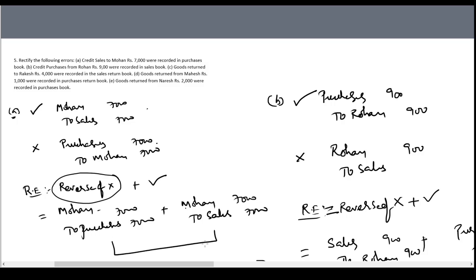Let us see the next situation. Goods returned to Rakesh. When you return goods to Rakesh, it is purchase returns. We have purchased goods from Rakesh and now we are returning it. We recorded in the sales returns book.